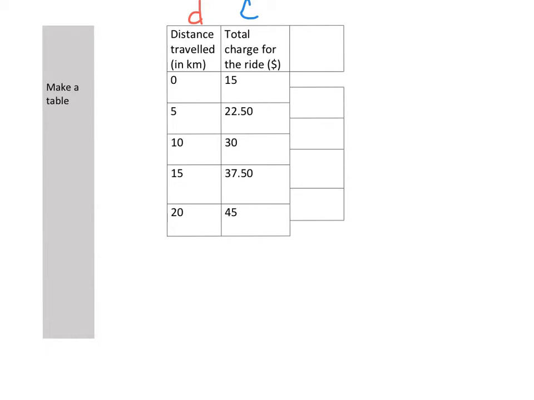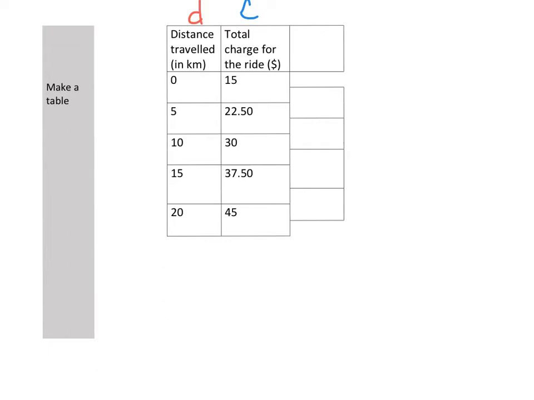I have selected to go up by 5 kilometers each time in the distance column. The reason I did that was I wanted to pick numbers that had a consistent difference between them. So I didn't want to skip from 0 to 10 and then maybe to 100 because it's going to be harder to see the pattern. I also didn't want to go up by 1 kilometer each time because that would make for a very short taxi ride.